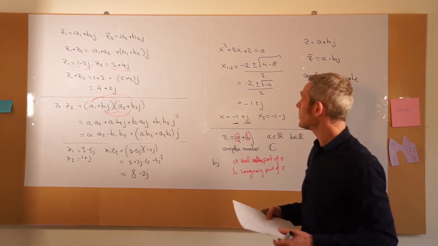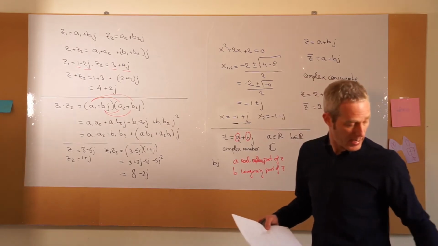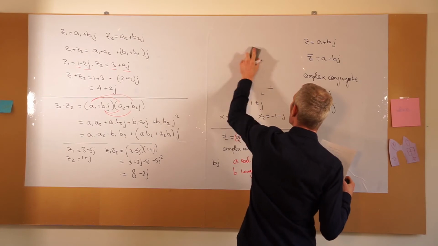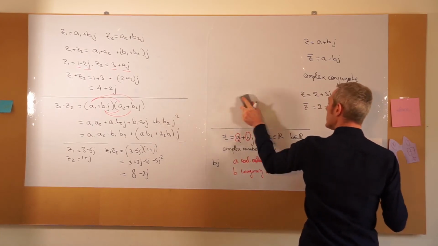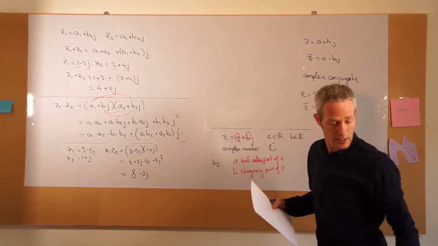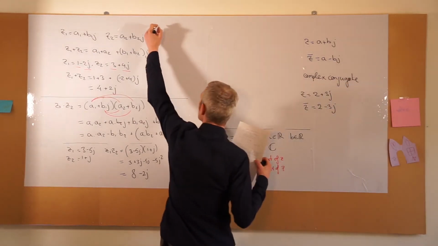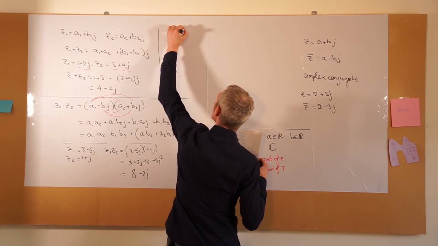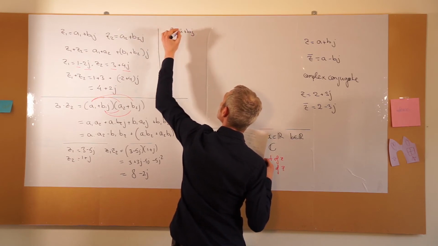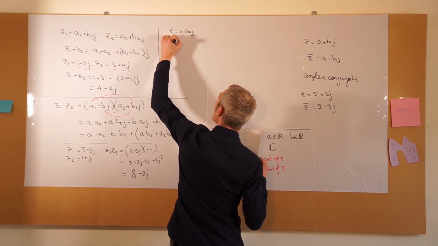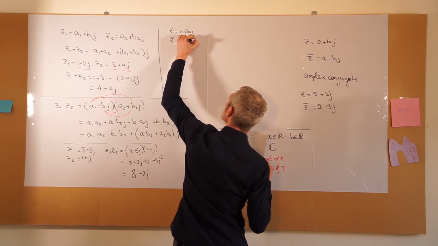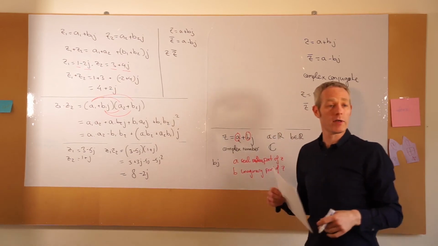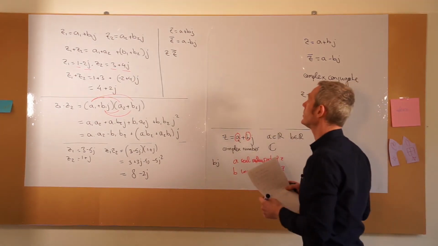Now there's a special case. If we take a complex number and its conjugate and multiply these with each other, if we take z is a plus b times j and z bar is a minus b times j, what happens to z times its complex conjugate?